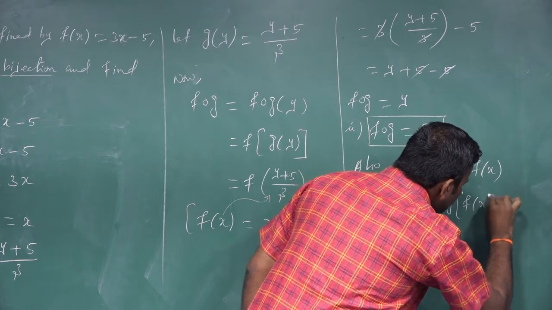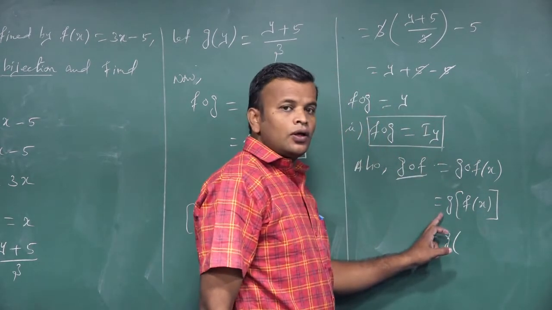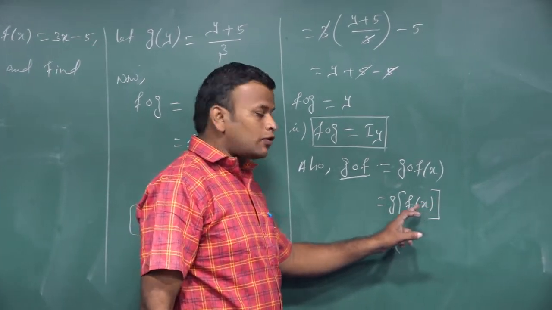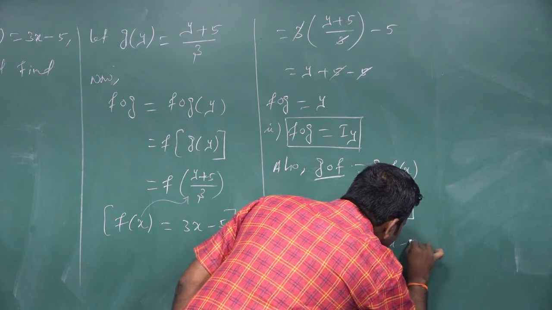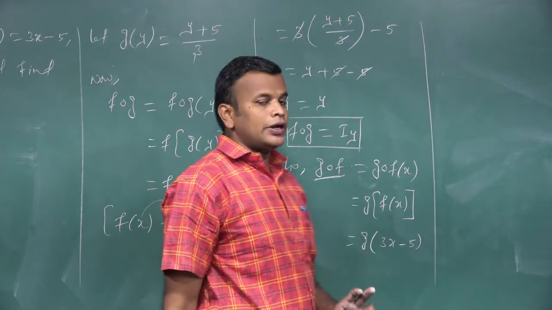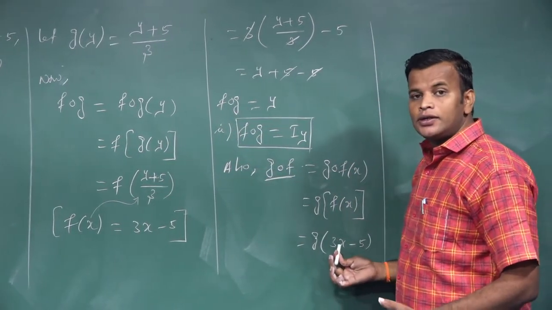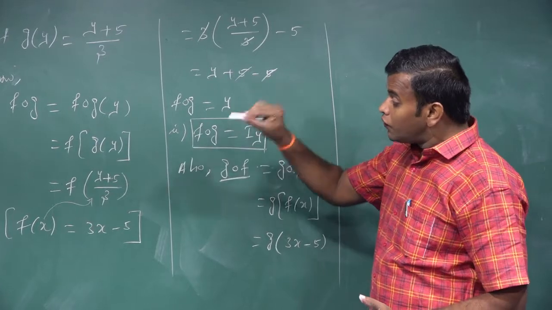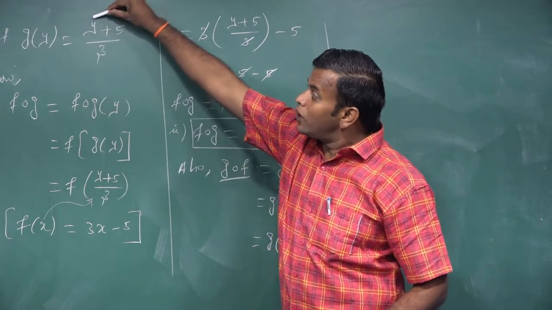G of f of x. How to define f of x? F of x is defined as 3x minus 5. Now we have the value of g of this 3x minus 5. So g of y, how to define g of y? G of y we already took. G of y is (y plus 5) by 3.